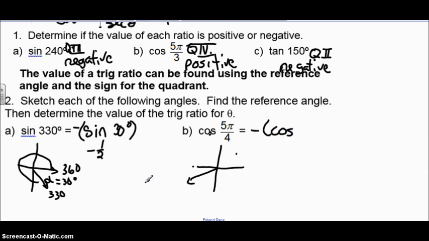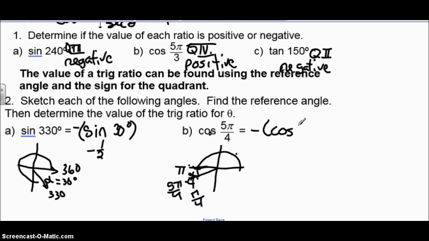And what's our reference angle? Well, if this is 5 pi over 4, come all the way around, our reference angle is going to be right here, the distance between 5 pi over 4 and pi, which, as it turns out, is pi over 4. So our reference angle is pi over 4.